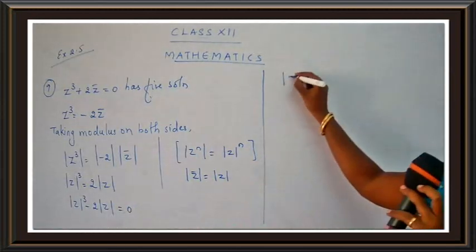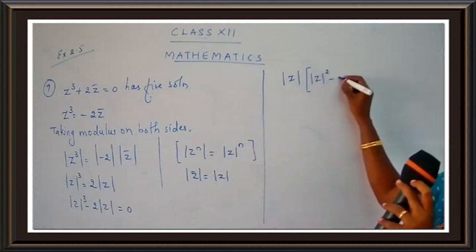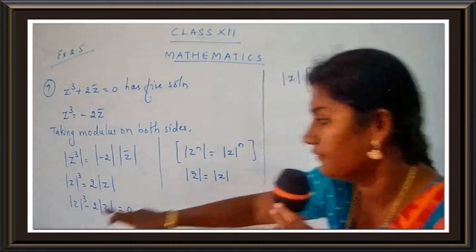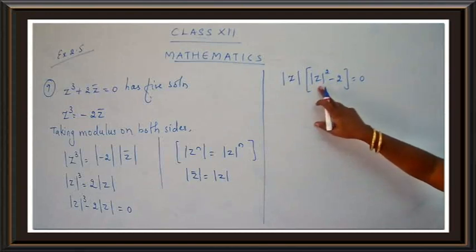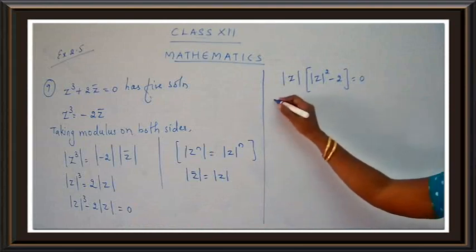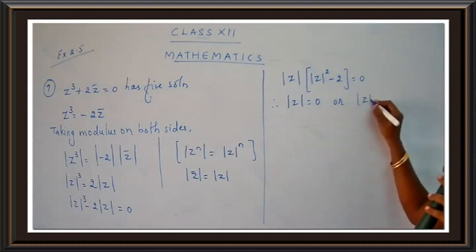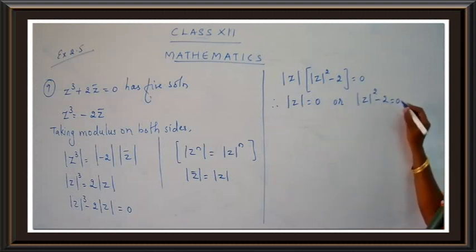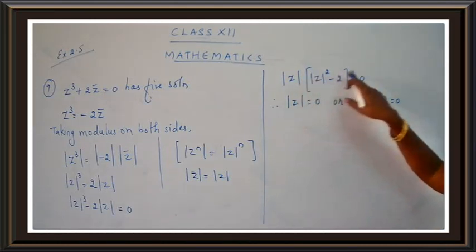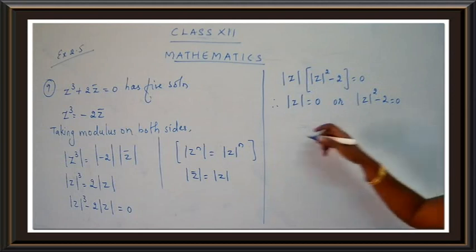I am going to take modulus z common. So what is left here? Modulus z square minus 2 is equal to 0. Are you clear children? We are taking modulus z common, so what is left here is modulus z square minus 2 is equal to 0. So therefore modulus z is equal to 0 or modulus z square minus 2 is equal to 0. This is a normal factorization that we used to do.